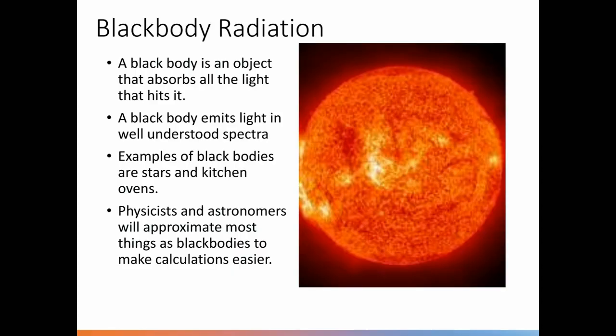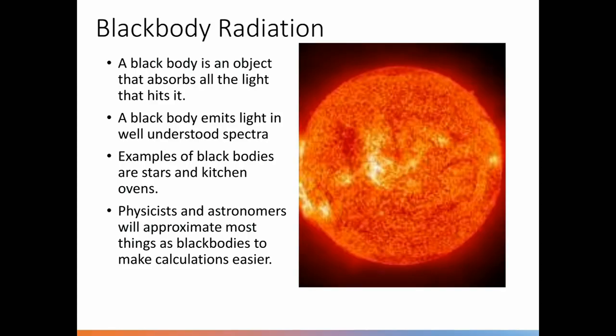So black bodies, we understand the physics of black bodies very well, and so it's useful to think of anything we can imagine as a black body. So physicists and astronomers will approximate everything as a black body just because we understand the physics of black bodies really well. So things like planets are not black bodies, but if we model them as a black body, then we can say some things about their spectra that we expect to see from them.